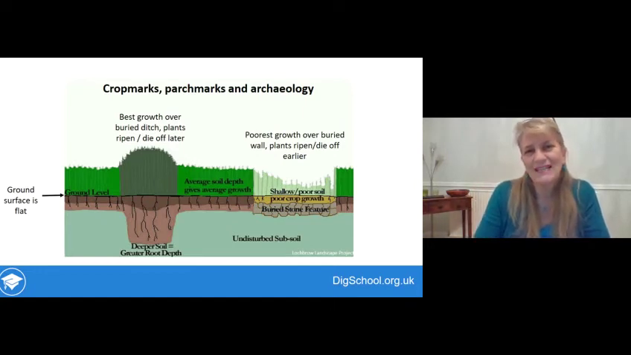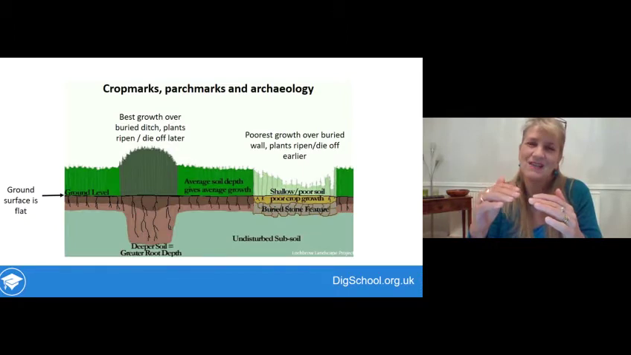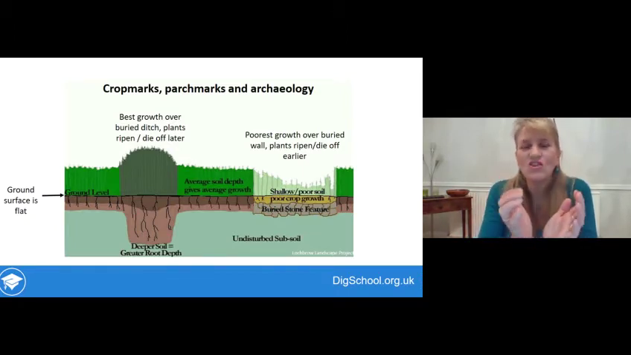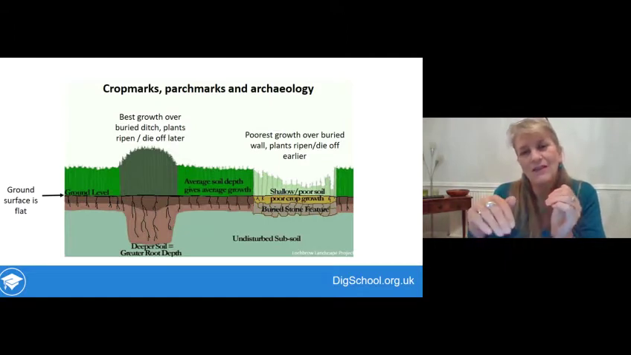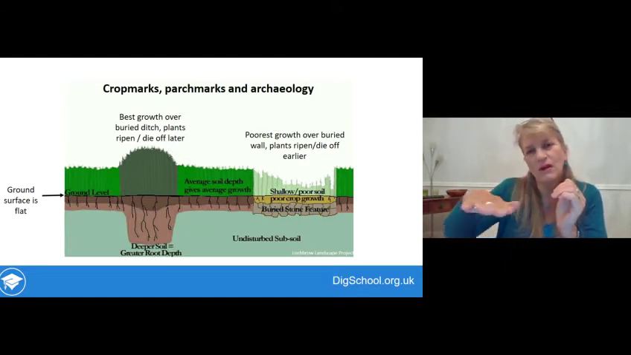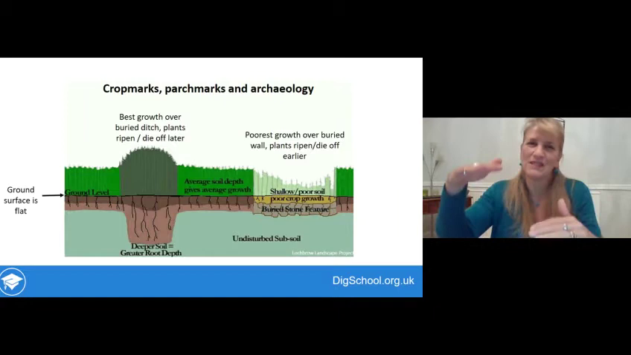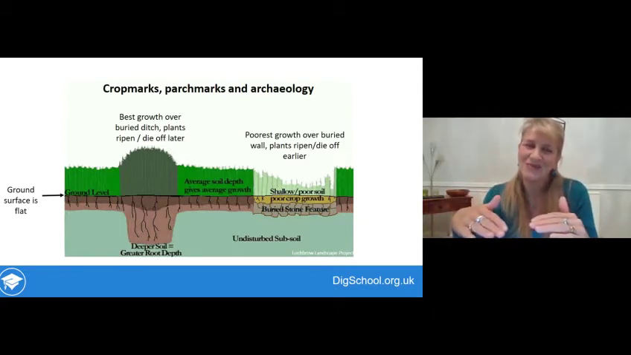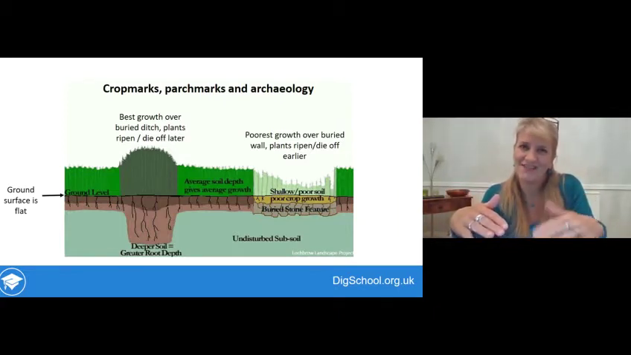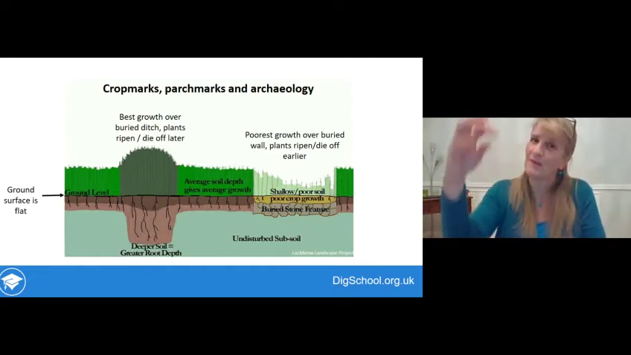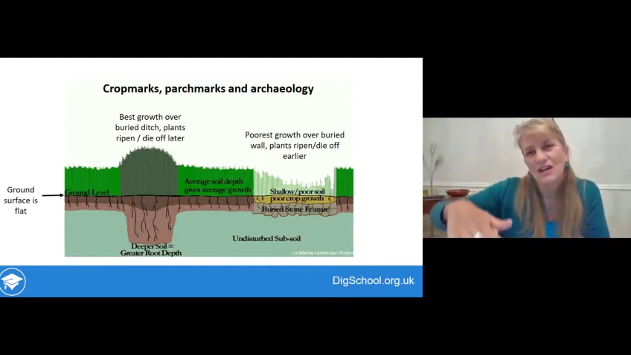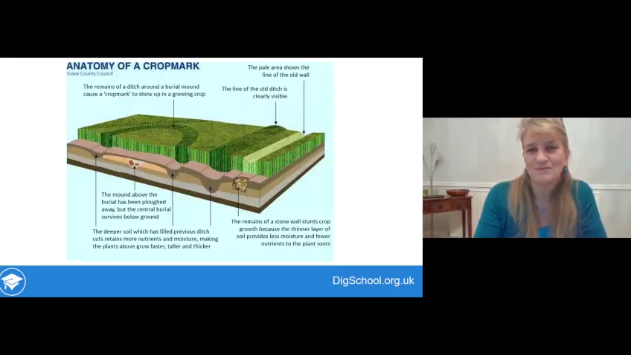So where there's been a ditch or a cut feature, the crops will grow taller. Where there's been a wall, the crops will grow less tall, the opposite of what was originally the case, where the ditch would have been cut into the ground, that now sticks up out of the crop, and the wall that would have stuck up out of the ground is now lower in the crop.